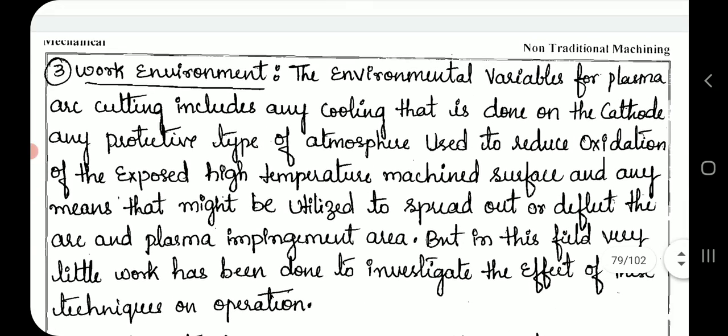Work environment. The environmental variables for plasma cutting include any cooling that is done on the cathode, any protective type of atmosphere used to reduce oxidation of the exposed high temperature machined surface, and any means that might be utilized to spread out or deflect the arc and plasma impingement area. But in this field, very little work has been done to investigate the effect of these techniques on operation.